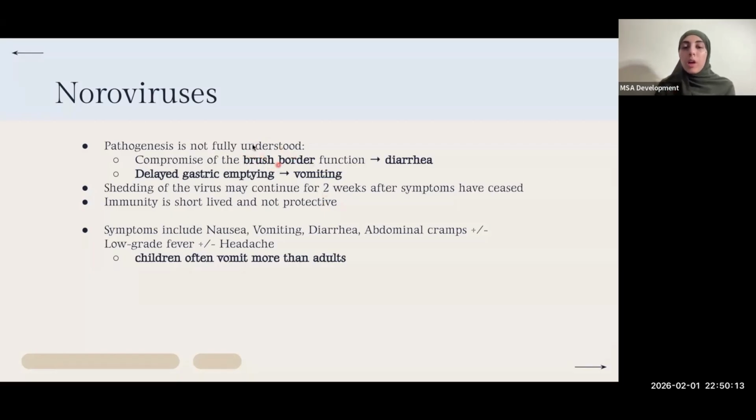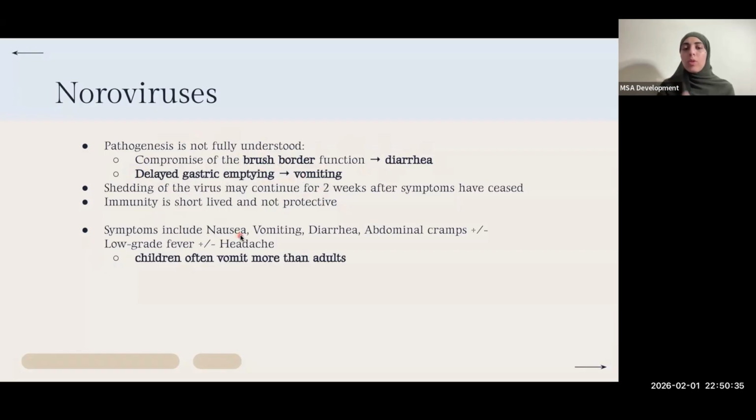And another thing, other than destroying the brush border and leading to diarrhea, it can also lead to vomiting by delaying gastric emptying. Okay, so this is kind of something new. We haven't really seen this yet in all of these lectures. So brush border compromise leading to diarrhea and delayed gastric emptying leading to vomiting.